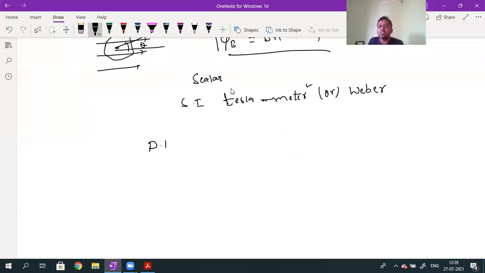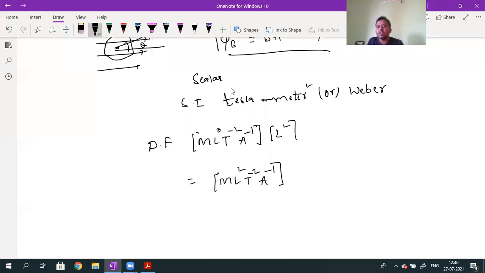And what is the dimensional formula for magnetic flux? Recalling magnetic field first, the dimensional formula of magnetic field induction is M L to the power 0, T to the power minus 2, and A to the power minus 1. The dimensional formula for area is L square. So the total dimensional formula is M L square T to the power minus 2 A to the power minus 1. This is the dimensional formula for magnetic flux. Is it okay now, students?